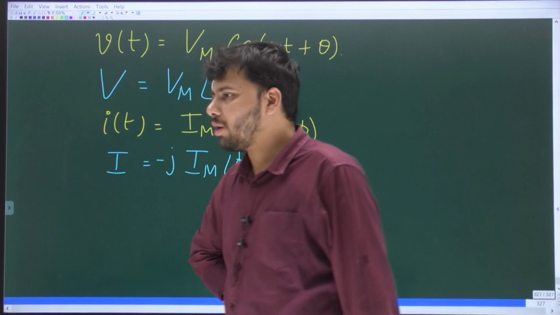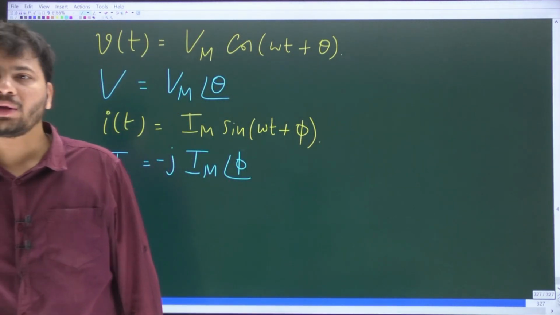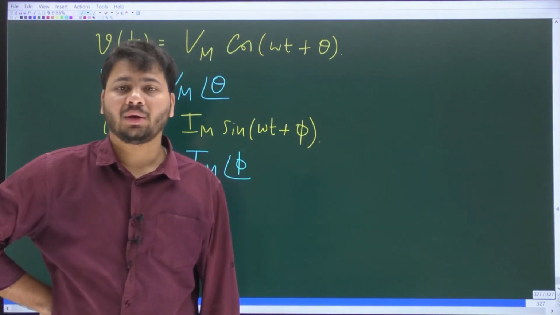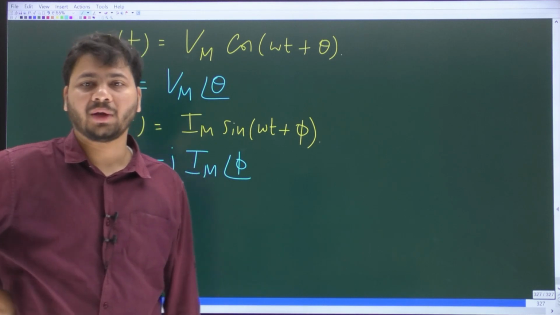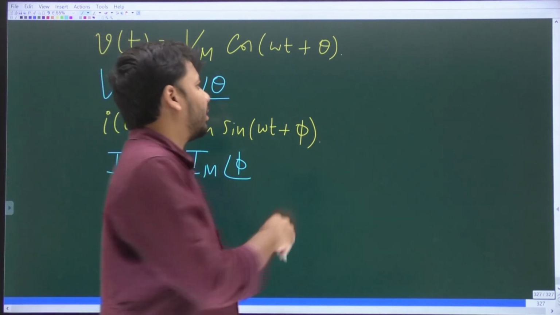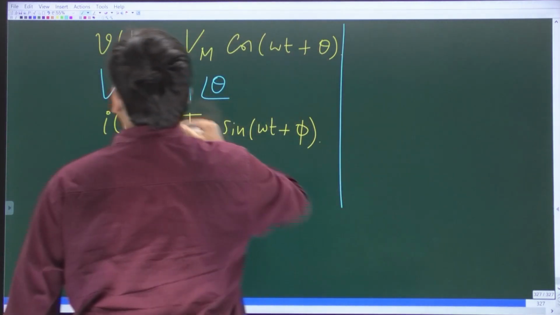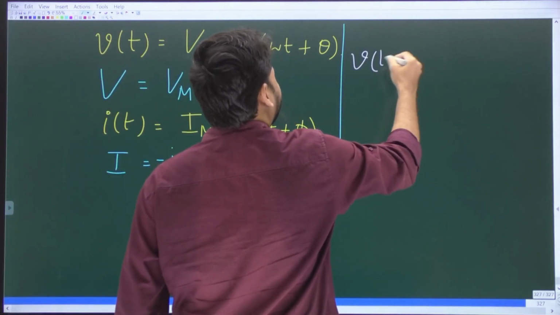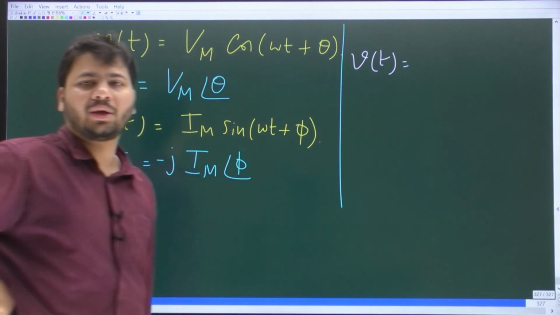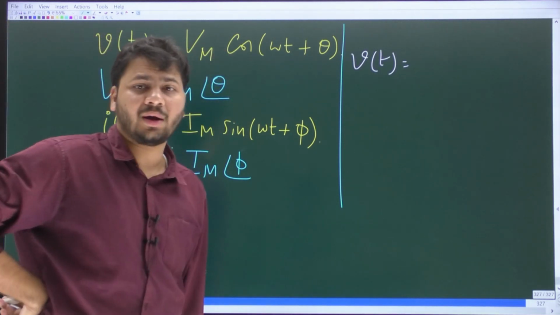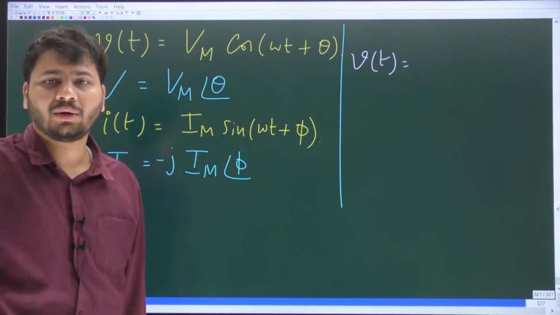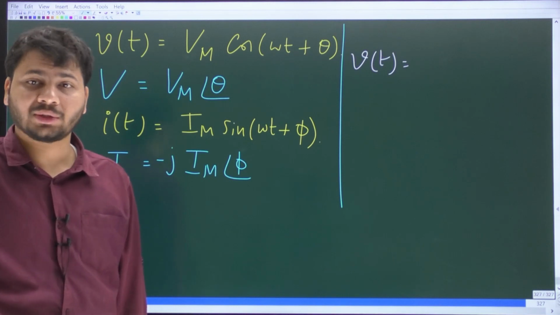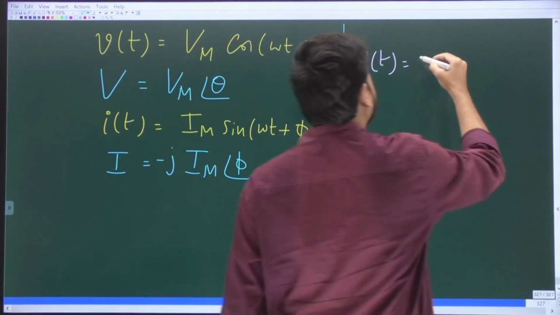Now how do you get back the original sinusoidal voltage or current from the phasor? If you recall from yesterday's discussion, v of t is actually equal to the real part of the phasor voltage multiplied with e power j omega t, yes or no?